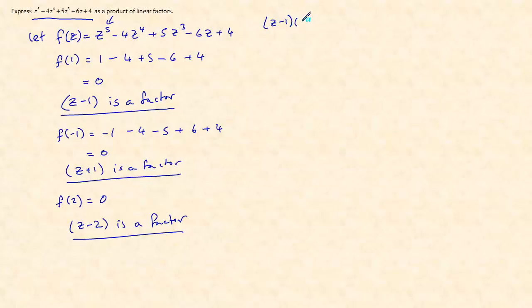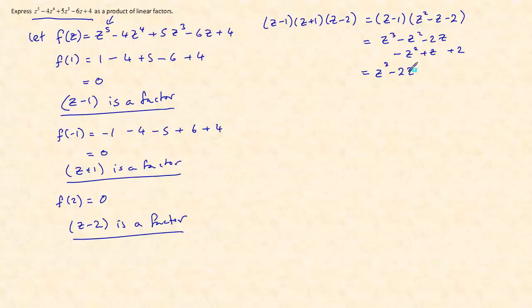Now z minus 1, z plus 1, z minus 2 is going to be z take away 1, z squared minus z minus 2, which gives us, do the z times everything first, z cubed minus z squared, take away 2z, take away z squared, add z, add 2, so that's z cubed minus 2z squared, take away z, add 2.